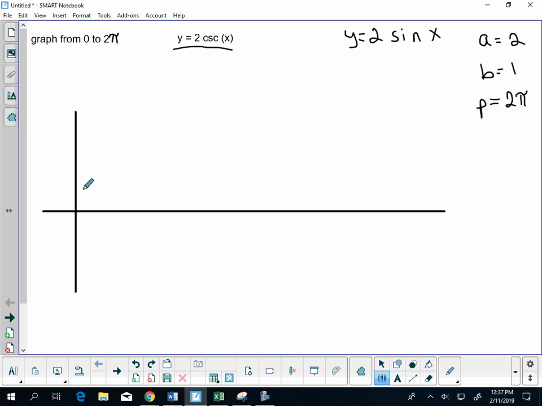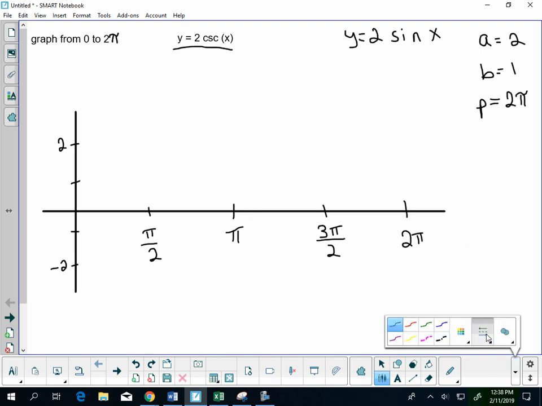So let's start by putting our hash marks. My amplitude is 2. So it means I'm going to go up 2 and down 2. I'm going from 0 to 2 pi, and there's only one cycle, so I'm going to divide that into fourths. All right, and sine is going to go 0, max, 0, min, 0.